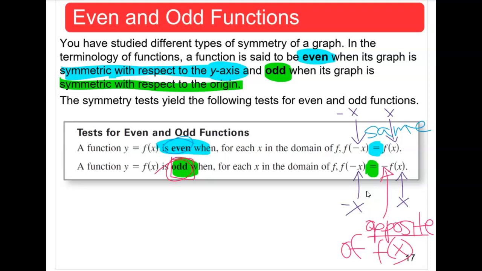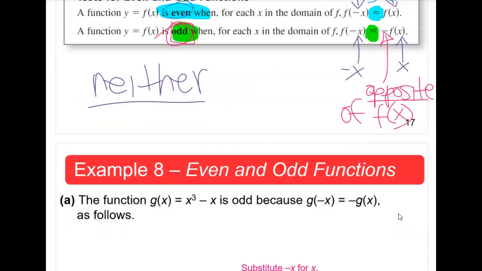Now, what if you get something in between? Well, then the function will be neither. And that could also happen. So if you get the same after replacing the x with negative x, the function's even. If you get the opposite, the function is odd.